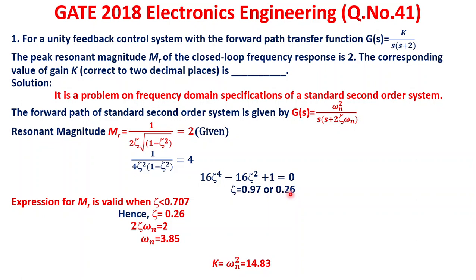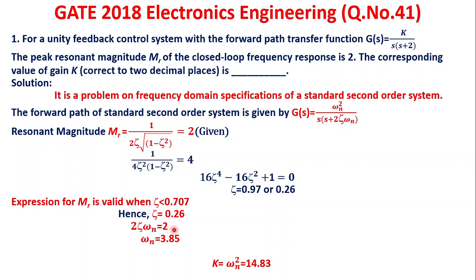Two values are there. Which value to be used? We know very well in frequency domain specifications, the resonant peak relation does not hold good when zeta is greater than 1 by root 2. So it is valid only when zeta is less than 1 by root 2, or zeta is less than 0.707. That also I have said in my control systems lecture series, lecture 12. So the expression for Mr is valid only when zeta is less than this. Therefore, we cannot take this. We have to take only this.